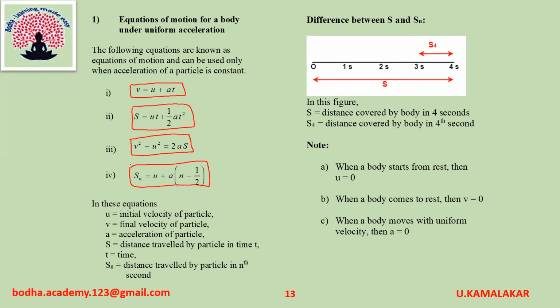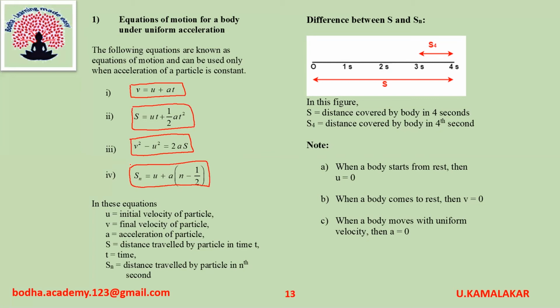In these equations, u is initial velocity of particle, v is final velocity of particle, a is acceleration of particle, s is distance traveled by particle in time t, Sn is distance traveled by particle in nth second. Let us discuss about difference between s and Sn. In the figure, s is distance covered by body in 4 seconds and s4 denotes distance covered by body in fourth second. Note, when a body starts from rest, then its initial velocity is 0.